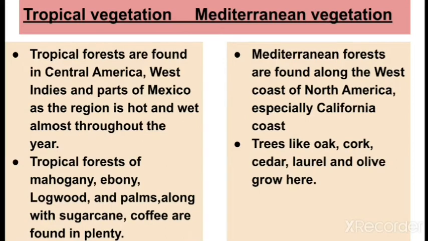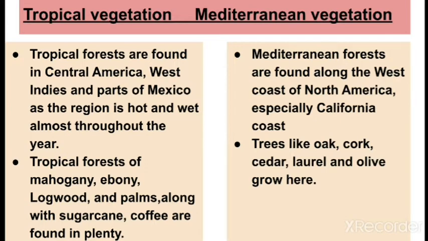Next question, differentiate between tropical vegetation and Mediterranean vegetation. So in the first point, in the tropical vegetation you'll write tropical forests are found in Central America, West Indies and parts of Mexico as the region is hot and wet almost throughout the year. In the second point you'll write tropical forests of mahogany as well as ebony, logwood and palm along with sugarcane, coffee are found in plenty.